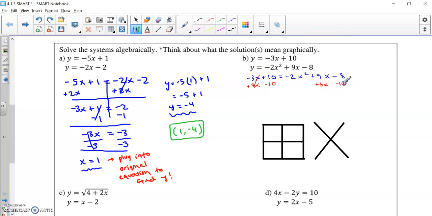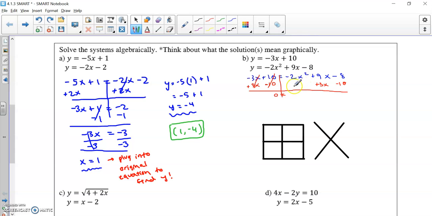And notice how I'm just doing the opposite of what their signs already are. Since this one was negative, I added. And since this one was positive, I subtracted. So those will go away. So on the left, just as I wanted, I will have 0.